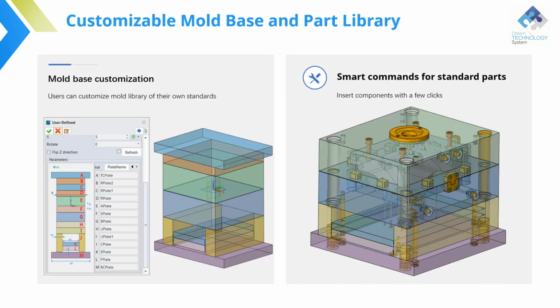ZW3D has integrated standard mold base and component libraries of the most popular standards, such as Futaba, FCPK, Haskell, Misumi. It also allows users to customize their own standard library. What's more, there are some smart commands for different kinds of components. When you insert components by using these commands, it will try its best to recognize where the component should be located and what the suitable size is. So these smart commands can reduce clicks in component insertion.